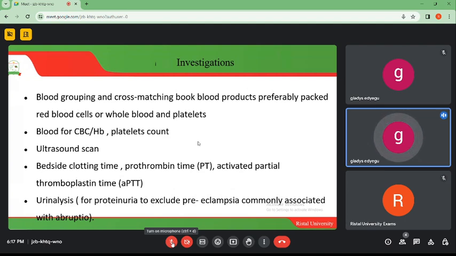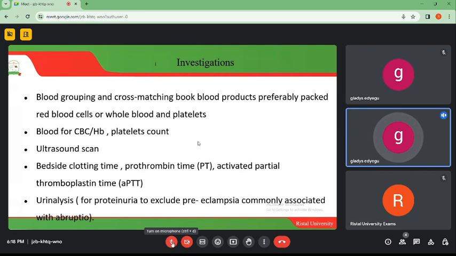I think most of the investigations are shared in both placenta previa and placenta abruptio. So blood grouping and cross-matching is done in both, because all of them need to be transfused. So blood for CBC, HB, platelet count has to be done, and the CBC can tell us a lot in relation to the different blood cells. So we need to do a CBC, we need to do HB estimation, we need to assess the platelets so that we can be able to control the bleeding.